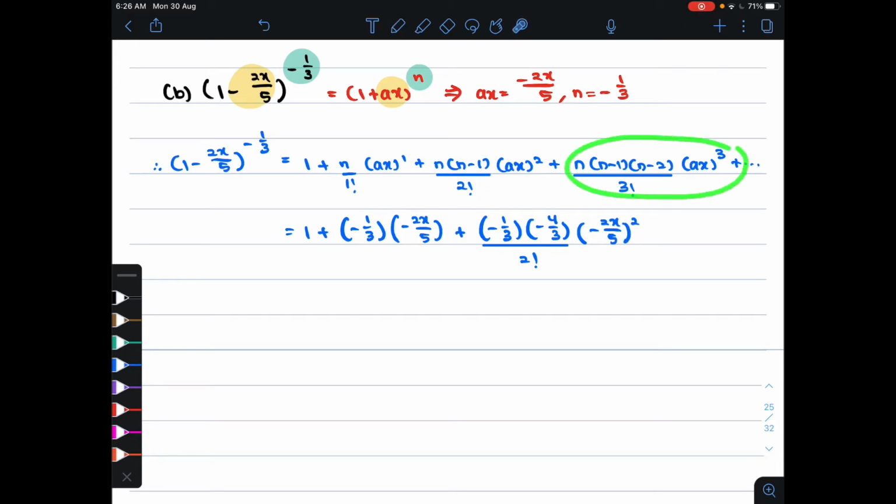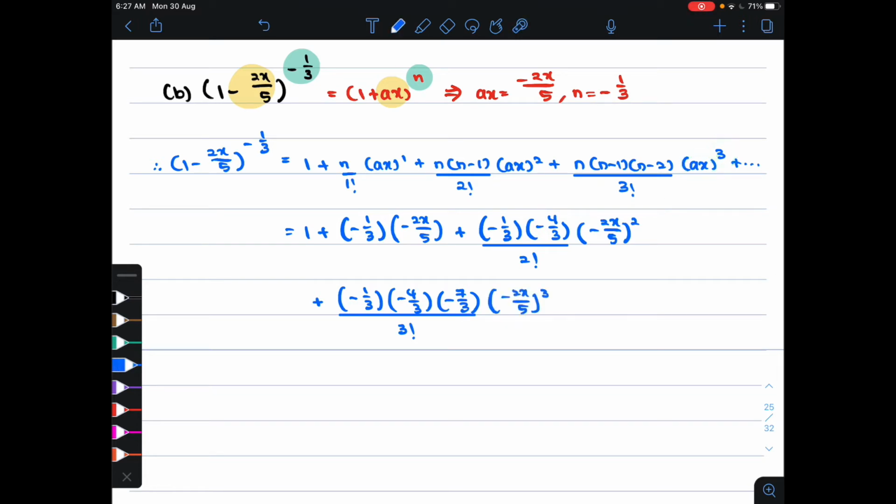Now let's do the final term. So we have n times (n minus 1) times (n minus 2). So we will have negative 1 over 3, negative 4 over 3, and negative 7 over 3, divided by 3 factorial, and then we have ax cubed, which is (negative 2x over 5) cubed, and then don't forget plus ... So now we need to simplify each term.